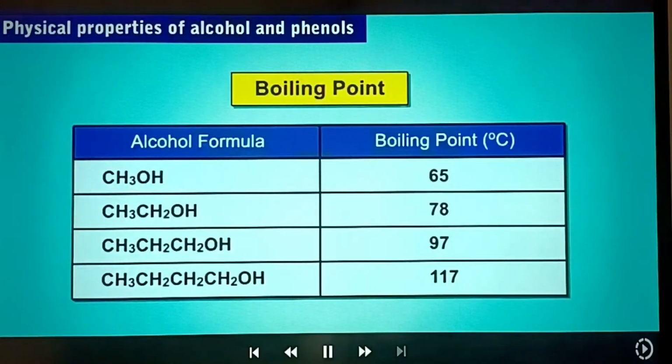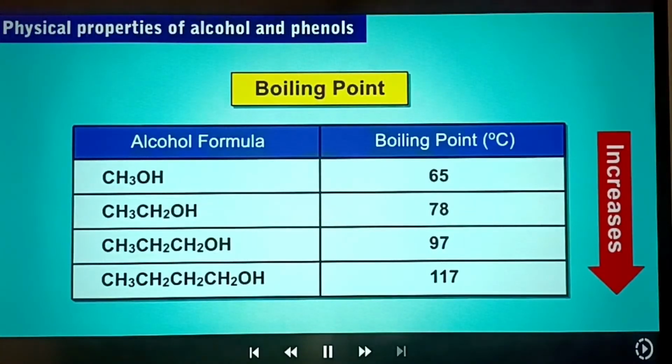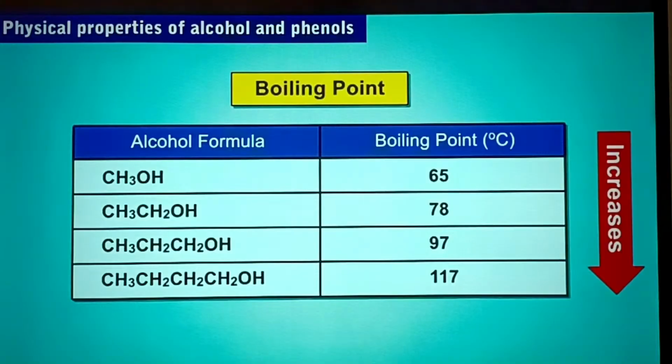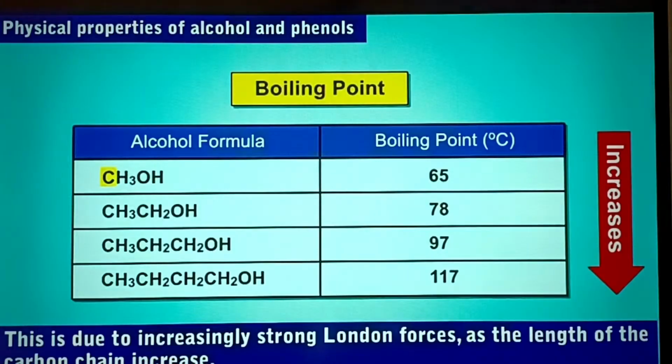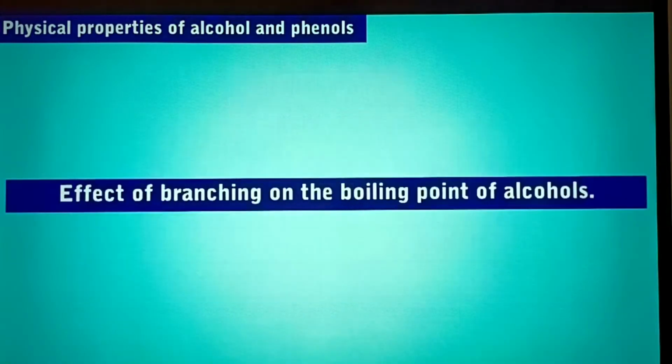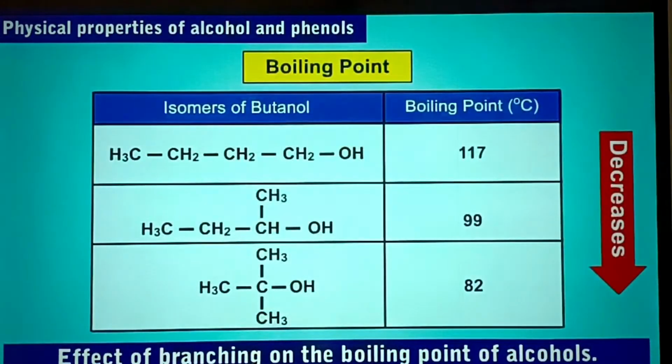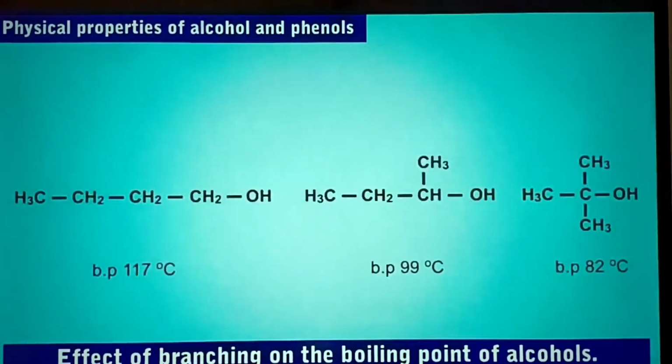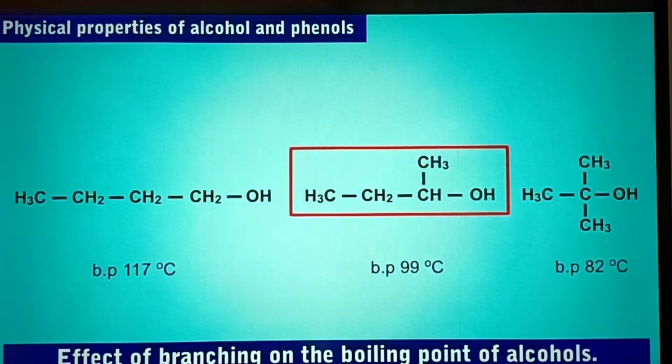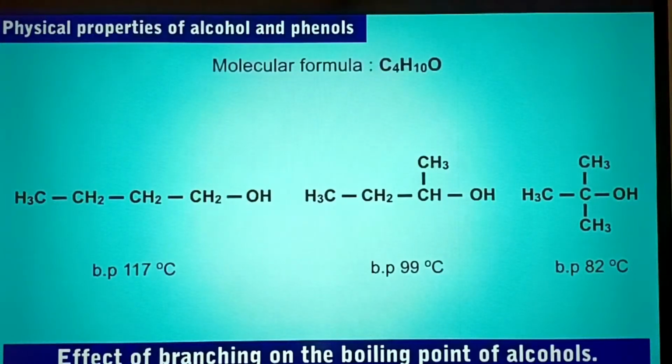The boiling points of both alcohols and phenols increase as the length of the carbon chain increases, as shown here for some primary alcohols. This is due to increasingly strong London forces as the length of the carbon chain increases. Let us find out the effect of branching on the boiling point of alcohols. Let us look at this table. The table shows 3 butanol isomers, which all have the same molecular formula.